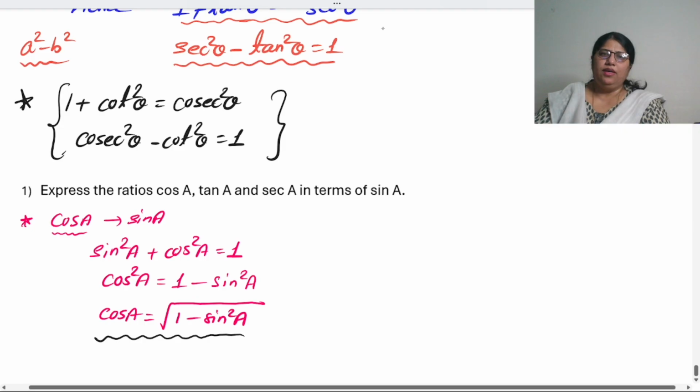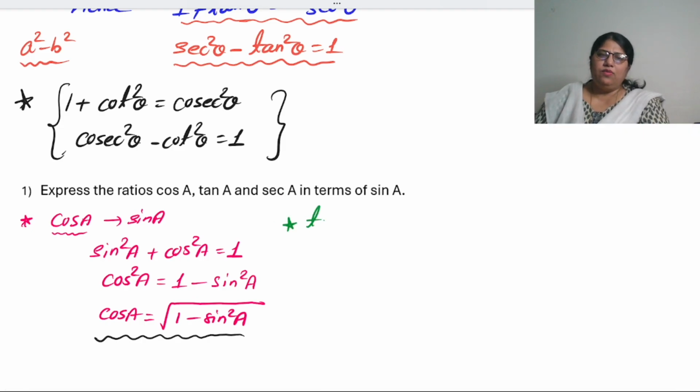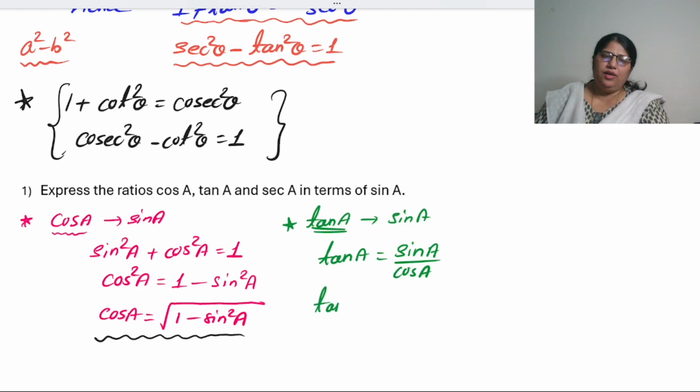This is your first value. What is your second value here? I need to write down tan A in terms of sin A. How do you relate tan and sin? You should know that tan A is nothing but sin A by cos A. Sin A is already there, so we are not going to do anything because we need tan A in terms of sin A. So the numerator remains as it is. In the denominator, cos A is equals to under root 1 minus sin square A. So I can write down here under root 1 minus sin square A. So this is tan A in terms of sin A.